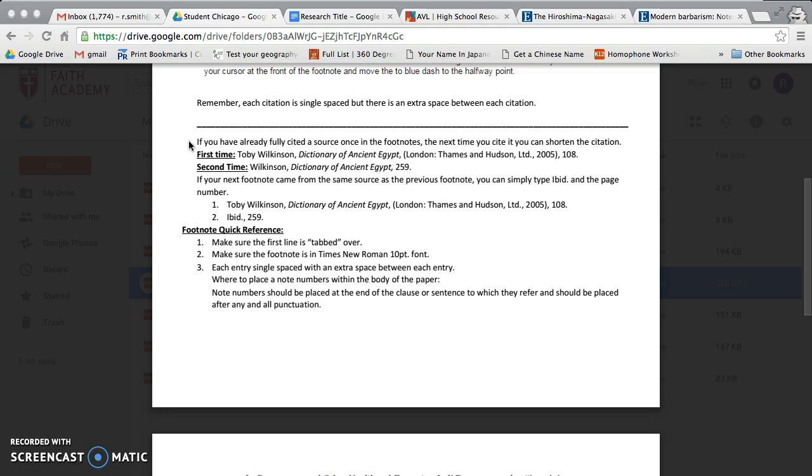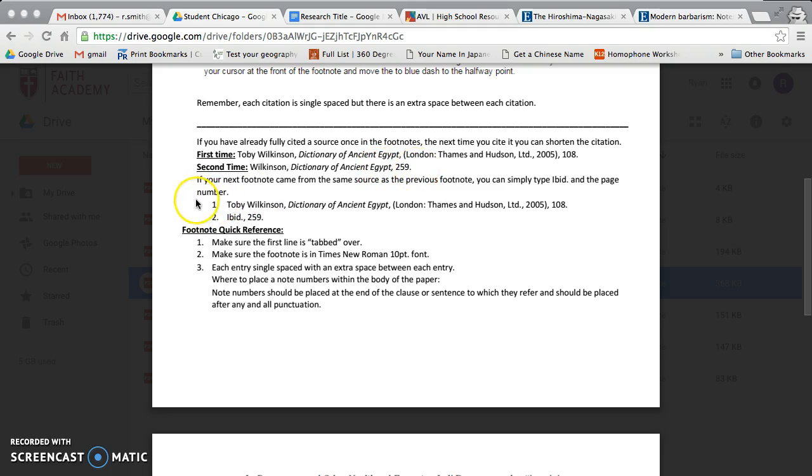can shorten the citation. So let's say the first time in your paper you are citing Toby Wilkinson, Dictionary of Ancient Egypt. As you can see, you'd have to give me the full footnote with all the information in it. Let's say later on in the paper, maybe a few pages later, you use that same source again. The second time, you can shorten it just with the author's last name or first and last name. The title, you can even shorten the title if it's a really long title. And then there you go.